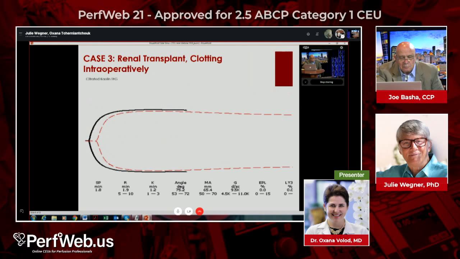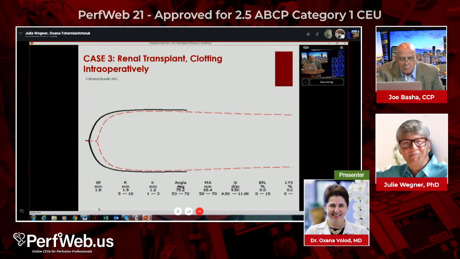So let's move to the third case. I was discussing problems with the R when R is normal, but the patient is bleeding. Now let's look at a case where R is very short. The TEG looks normal, but it's not quite normal because R is very short. It took 1.9 minutes to start to form a clot.